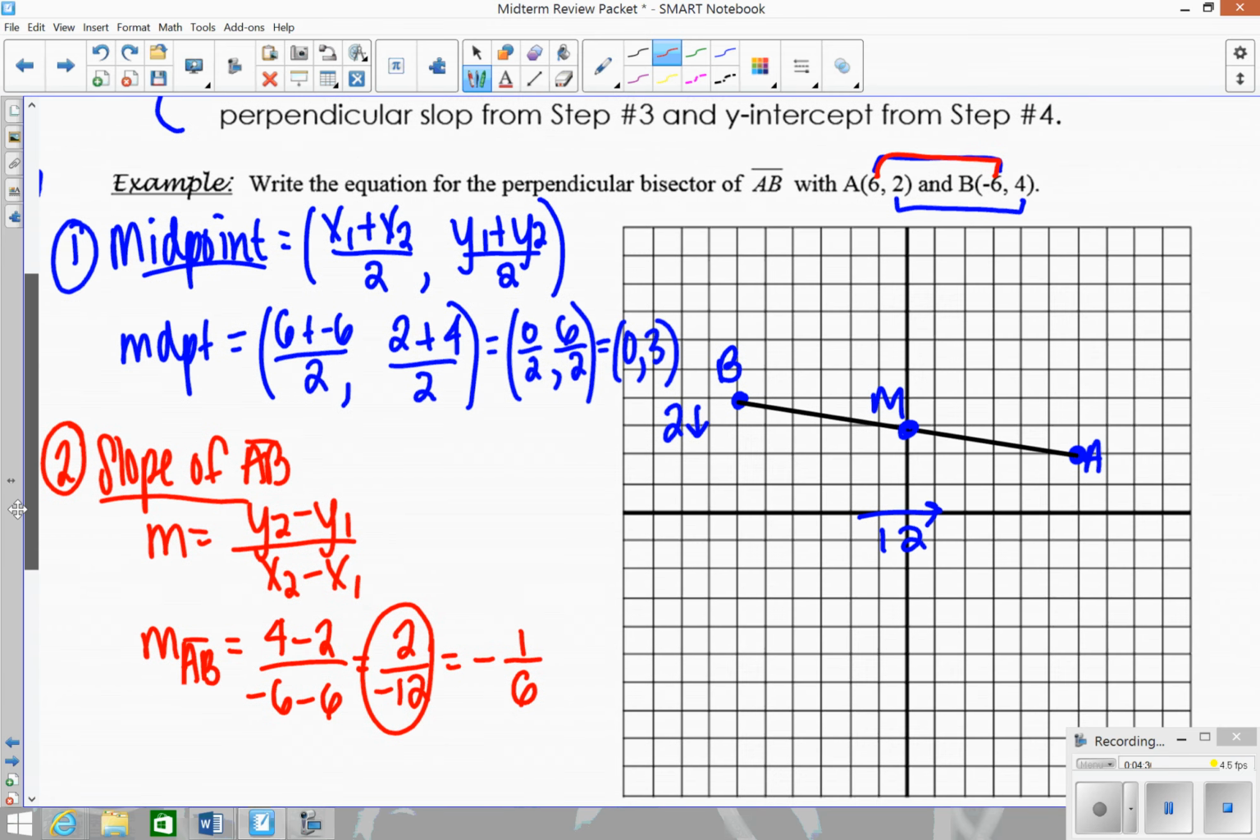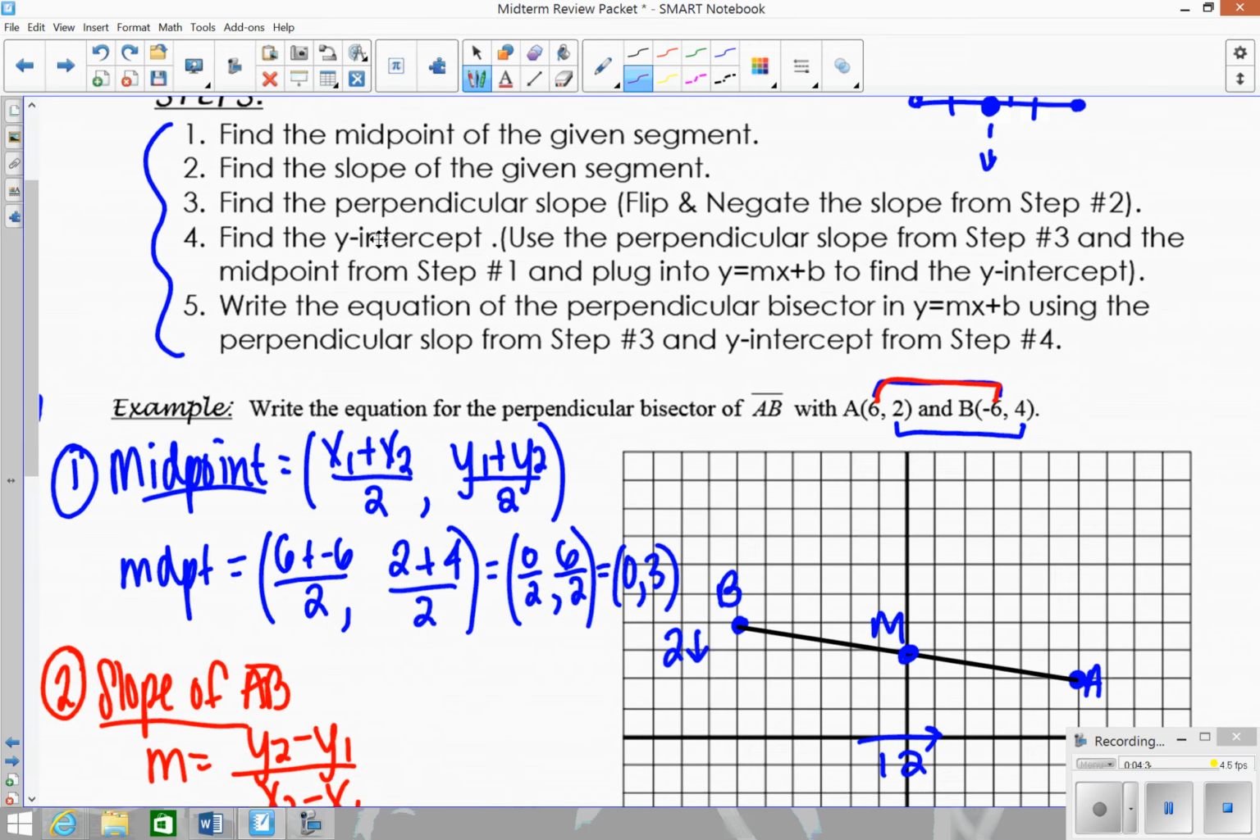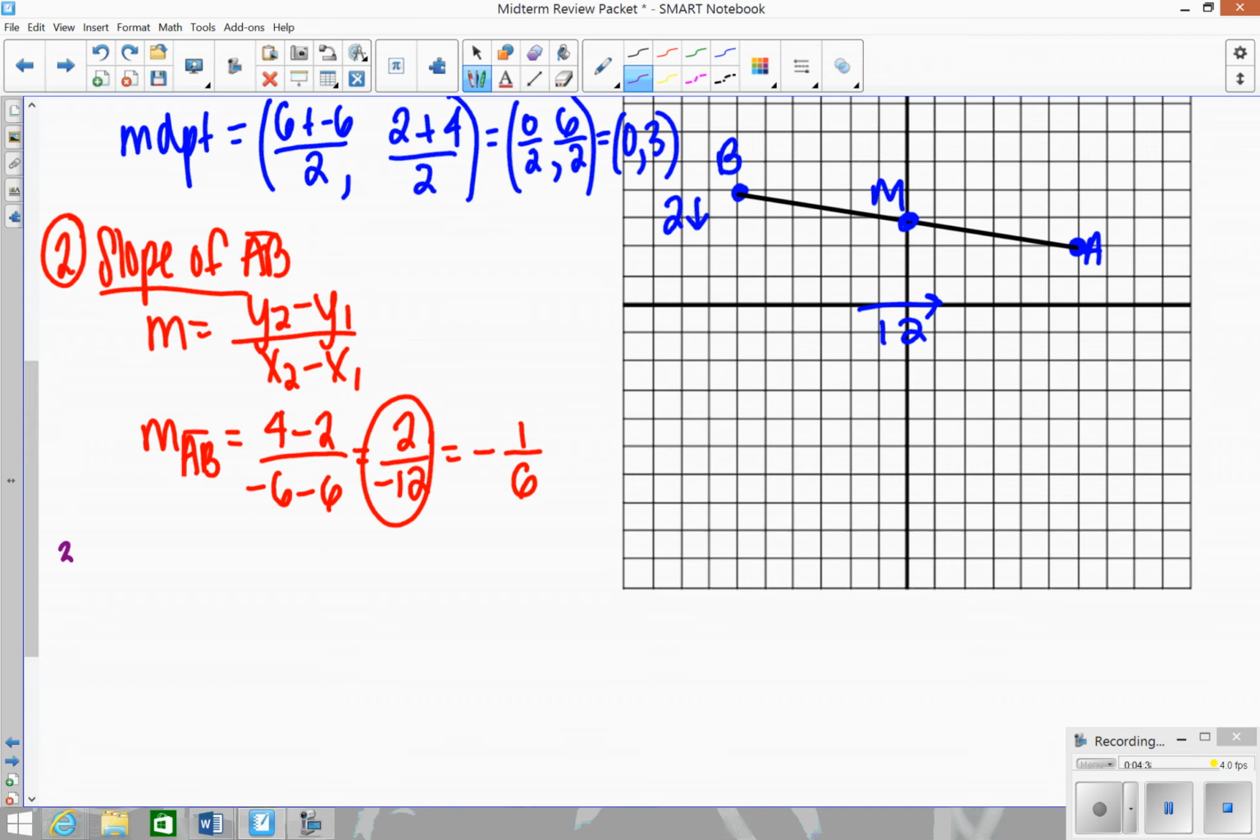So then the next step, if we go back up here, step number 3, find the perpendicular slope. So the perpendicular slope means to take the slope I just found in step 2 and flip and negate it. So the perpendicular slope, notice my subscript now I put the perpendicular, so I know I'm finding the perpendicular slope.